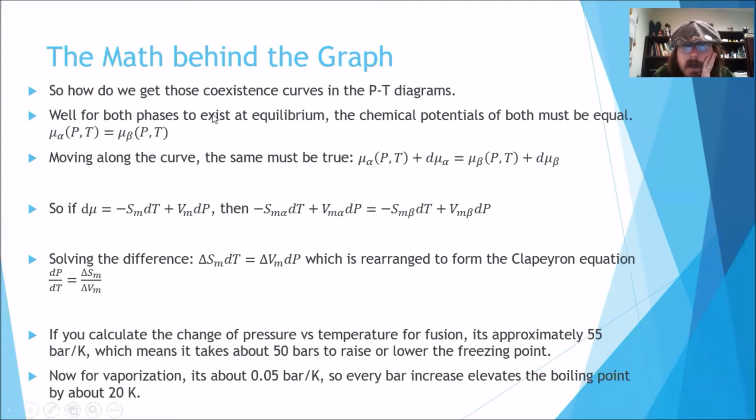But how do we get these coexistence curves? How were they calculated? Well, you're actually going to look at the chemical potentials of each phase. If both phases have to exist at equilibrium, the chemical potentials must be equal. So the chemical potential of phase A and the chemical potential of phase B at the pressure and temperature must be equal to move along the curve. The chemical potential of A plus the change in the chemical potential of A must be equal to the chemical potential of B plus the change in chemical potential of B. And so if the change in chemical potential is this, as we talked about earlier, we can set these two things equal to each other: the entropy of phase A at that temperature plus the volume of phase A at that pressure with the entropy of phase B at that temperature and the volume of phase B at that pressure.